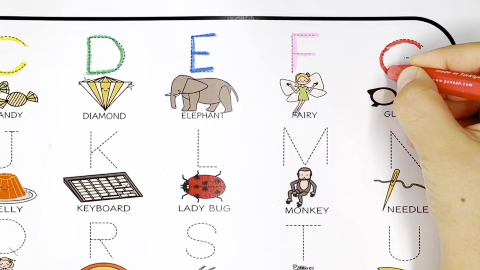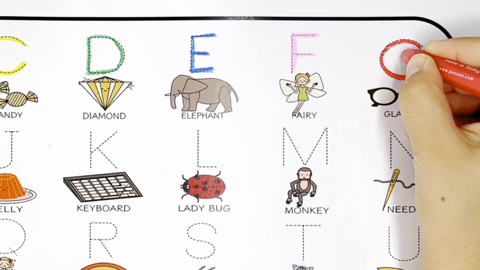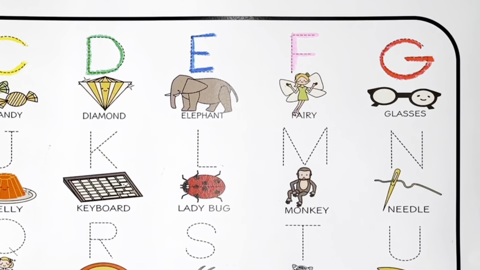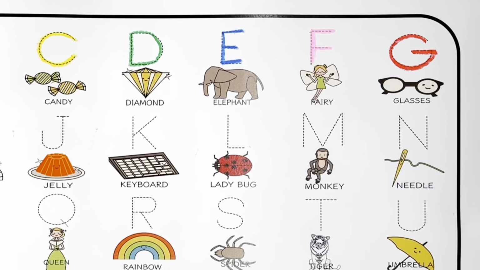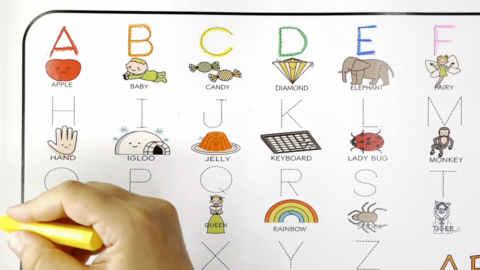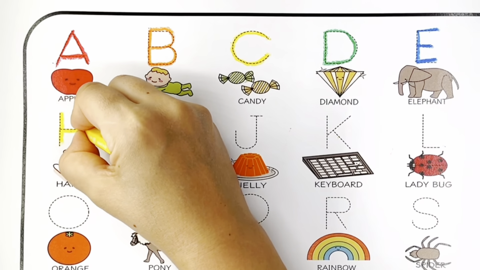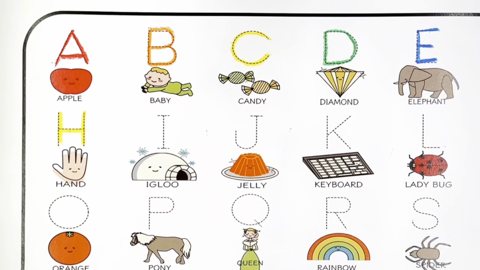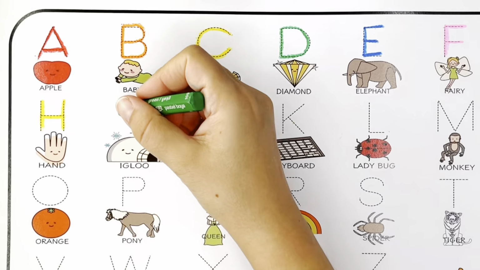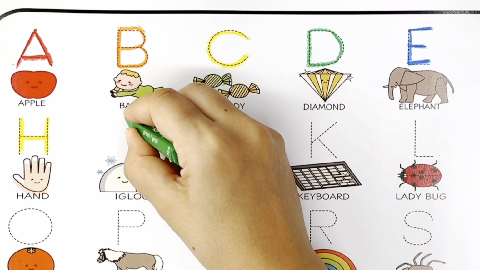A, B, C, D, E, F, G. H, I, J, K. G is for glasses. T, U, V, W, X, Y, and Z. Now I know my ABCs. H is for hand. Next time, won't you sing with me?